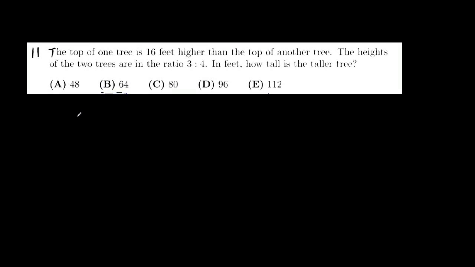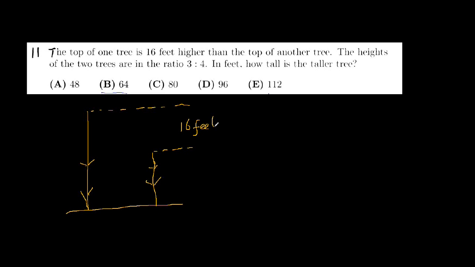Question number 11. The top of one tree is 16 feet higher than the top of another tree. So we have one tree which is taller than another tree which is shorter, and it's by a distance of 16 feet. The heights of the two trees are at a ratio of 3 to 4.